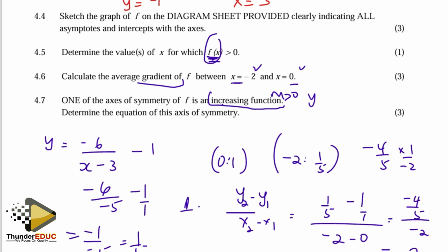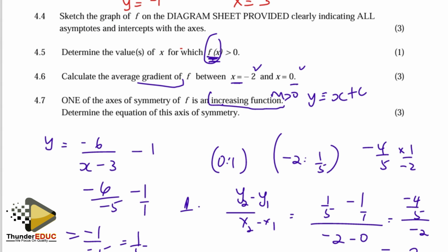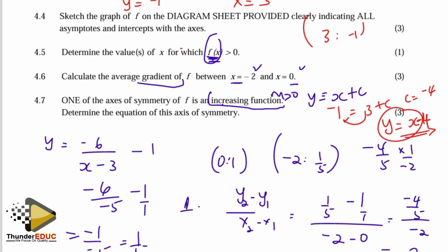Then let's use the equation with the positive gradient, which is x plus c. For us to get c, we need to use the coordinates of the asymptotes where they are meeting. So we said x is 3 and y is negative 1. So negative 1 is equal to 3 plus c. Our c is going to be negative 4 when you move the 3 that side. So the equation becomes x minus 4. So this becomes the equation of the axis of symmetry.